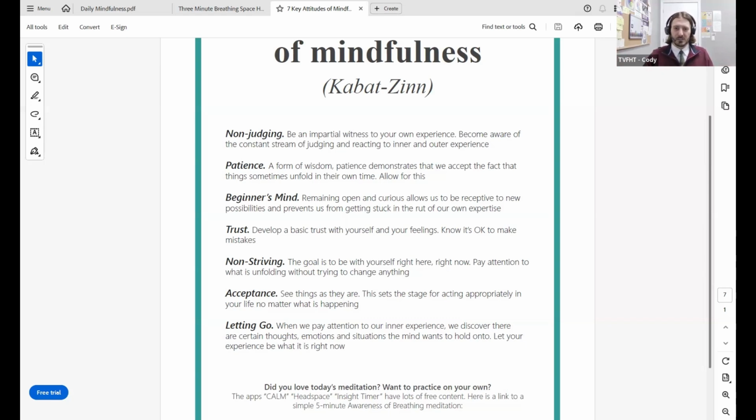One of the other principles is non-striving. Almost everything we do has a purpose. We have to get something. We have to go somewhere. We're constantly in a state of doing. But being is the state of not necessarily doing anything and allowing your mind and body to be in the same place, letting your experience unfold.